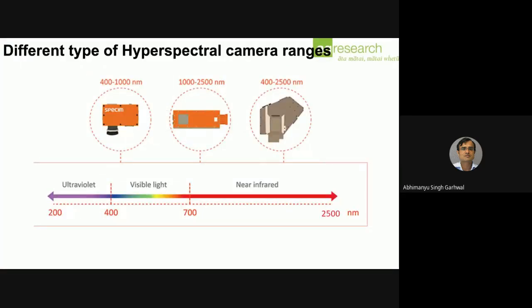Now, there are different kinds of hyperspectral cameras, and they have different ranges as well. Some work in the ultraviolet area, some work in visible light, some work in near infrared. It depends, and they are very application specific. That means 400 to 1000 nanometer for some applications, 1000 to 2500 nanometer for another application, 400 to 2500 nanometer for another application. They are very specific to the application.